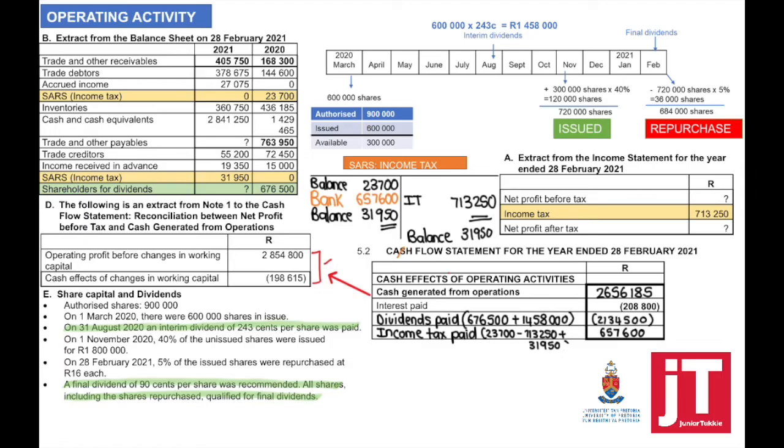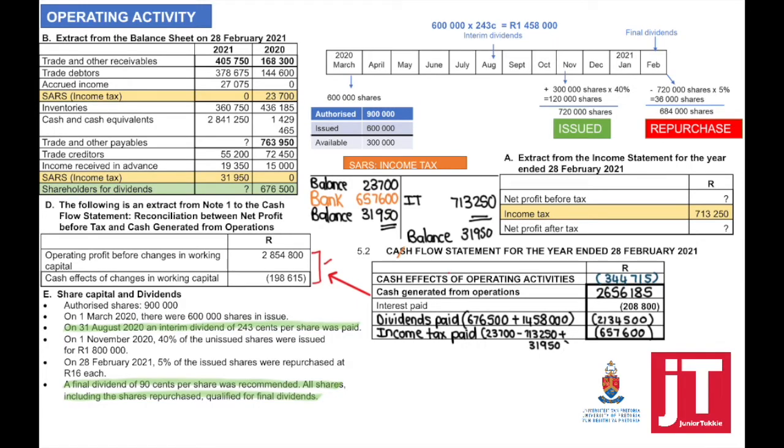I could say the credit side, so we say 713,250 minus and minus, or you can say plus minus the income tax plus the balance at the end. This is a payment, so it must be shown in brackets.